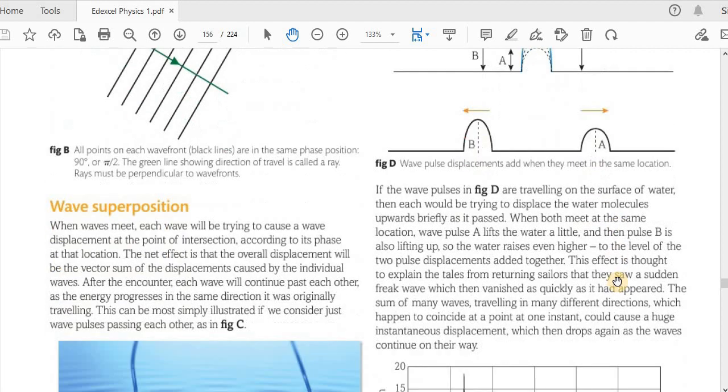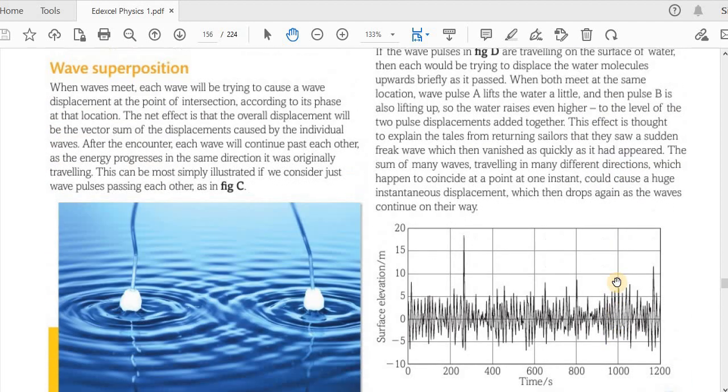Wave front, wave superposition. When waves meet, each wave will cause a wave displacement at the point of intersection according to its phase at that location. The net effect is that the overall displacement will be the vector sum of the displacements caused by the individual waves. After the encounter, each wave will continue past each other.